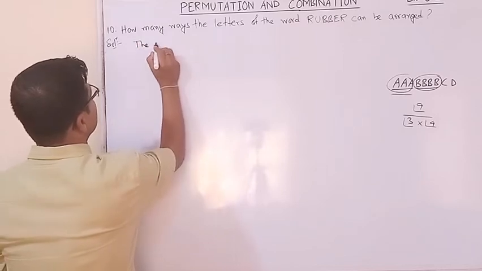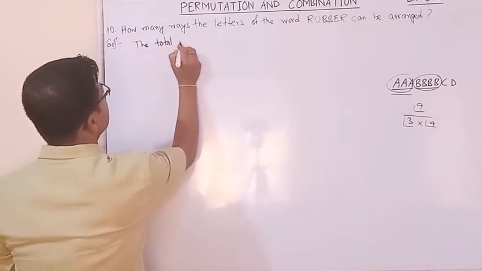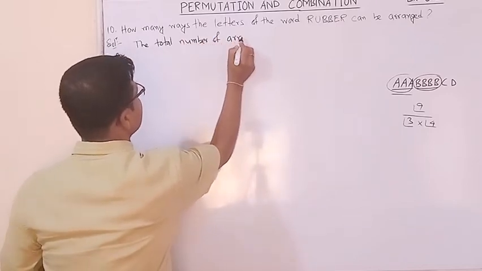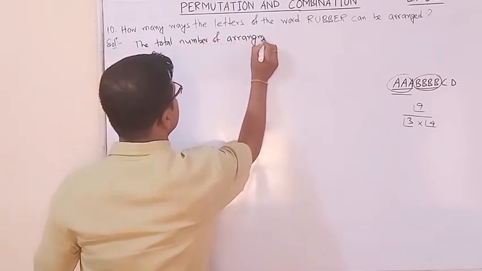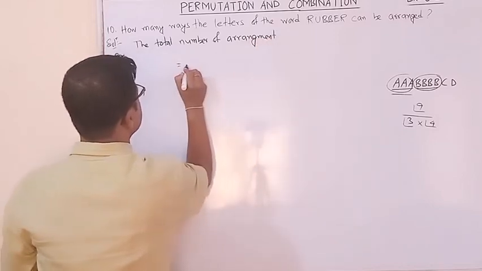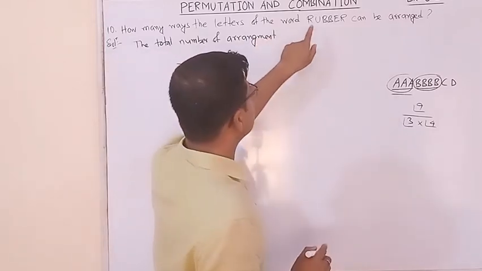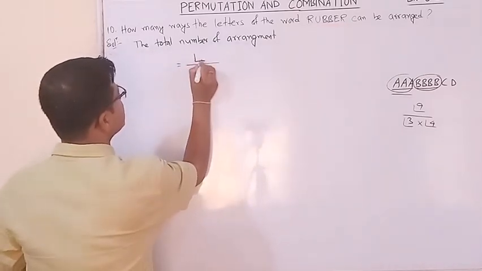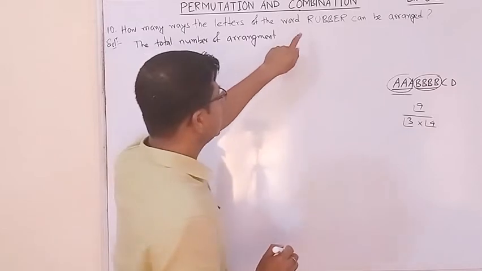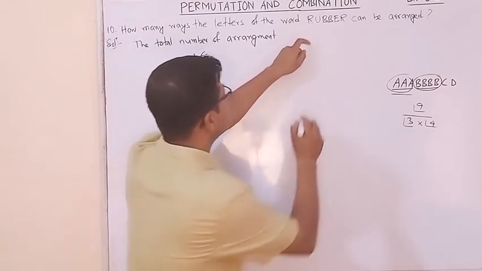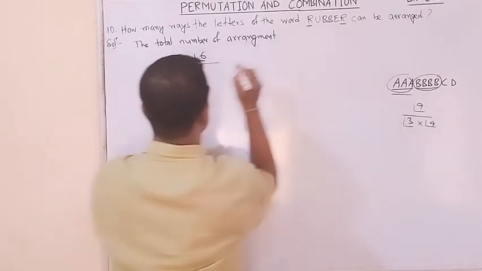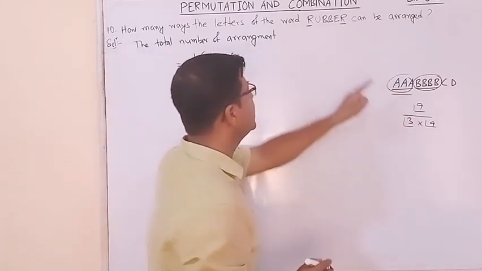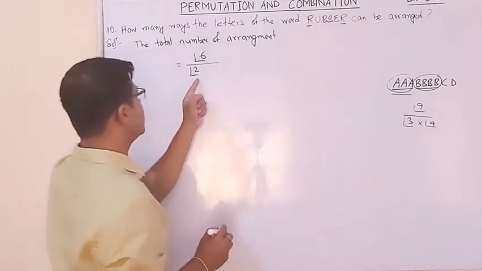The total number of arrangements will be, you see here how many letters are there. Let us count: 1, 2, 3, 4, 5, 6. So factorial 6 divided by, then let us see, is anything repeated? Yes, R is repeated twice, so this is factorial 2. Here A was repeated 3 times, so divided by factorial 3. R is repeated 2 times, so factorial 2.